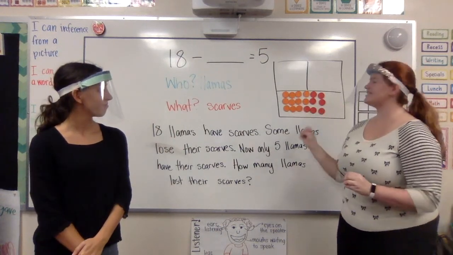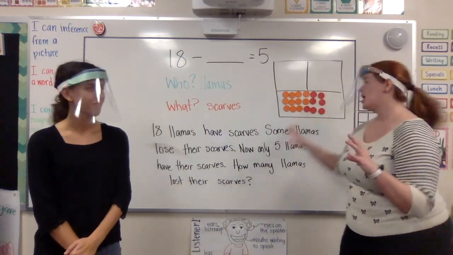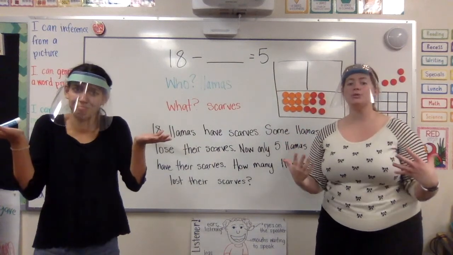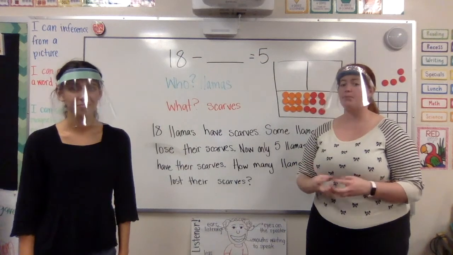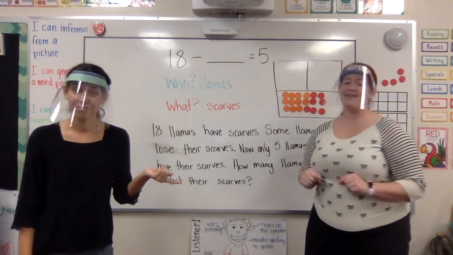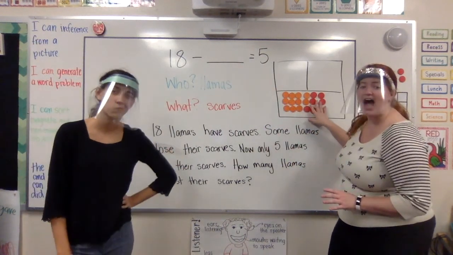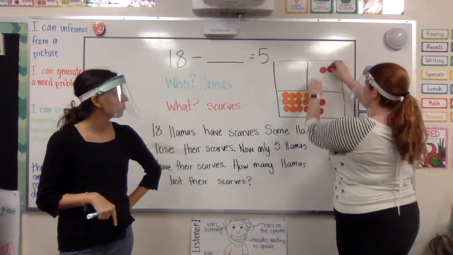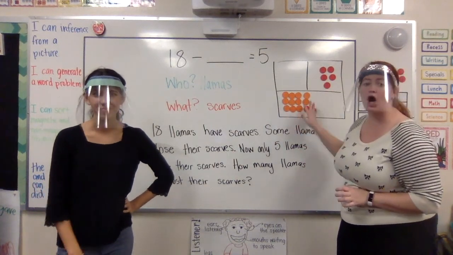So here I have 18. I didn't have enough of one color, but we can just pretend it's all one color. Okay, so I have 18. Then some llamas lose their scarves. I don't have the answer to that yet, so I don't know how many to pull into that part. But I do know that only 5 llamas still have them. So I can take 5 out of this whole number, and it becomes one of the parts. 1, 2, 3, 4, 5. Now, this is no longer whole.